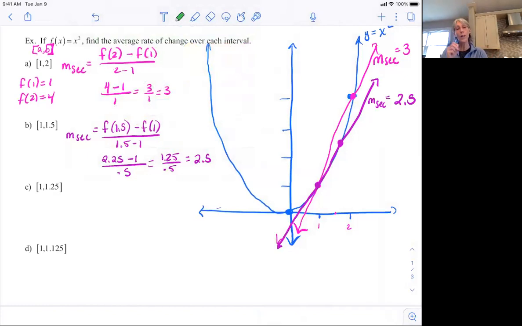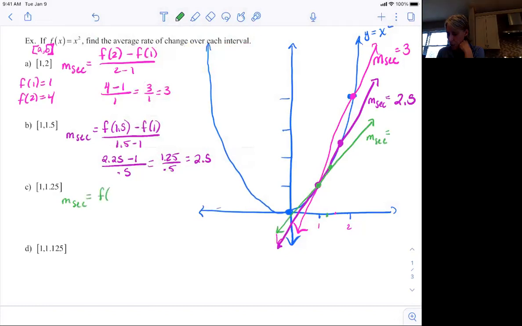Now we're going to go from 1 to 1.25. On my graph, I'm going to use this point, and the x value I'm going to plug in is 1.25, so that would be about there on my parabola. That would be the secant line, and we're looking to find the slope of that line: f of 1.25 minus f of 1 over 1.25 minus 1.